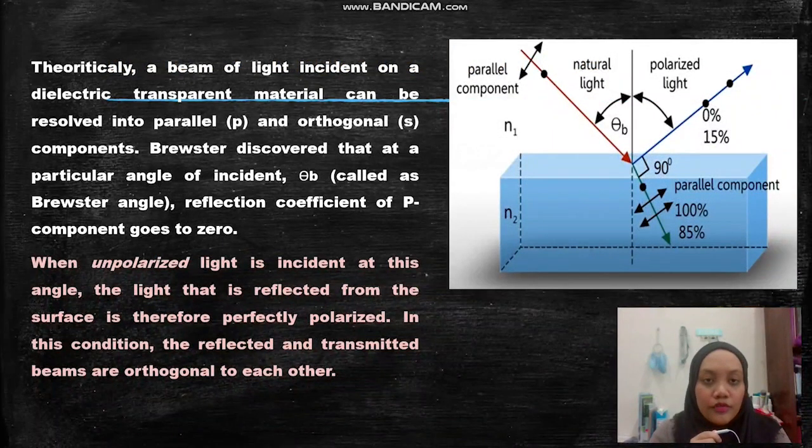Theoretically, a beam of light on the dielectric transparent material can be resolved into parallel and orthogonal components. Brewster discovered that at a particular angle of incidence, theta b, the reflection coefficient of the p component goes to 0. When unpolarized light is incident at this angle, the light reflected from the surface is perfectly polarized. In this condition, the reflected and transmitted beams are orthogonal to each other.